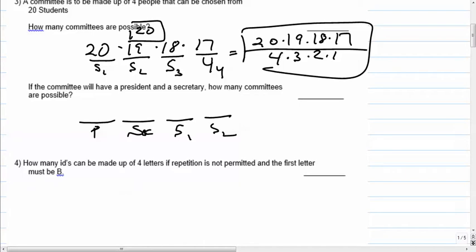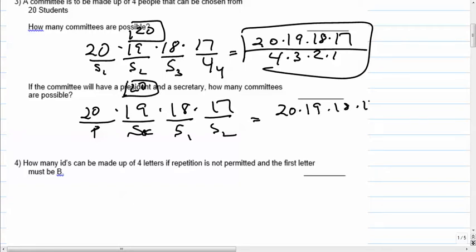So, where are they coming from? The 20 students. I start picking 20, 19, 18, 17 because I can't put them back. So 20, 19, 18, 17. Now, do I have order? Well, for the first 2, I do have order because if you pick first, you're the president. If you pick second, you're the secretary.